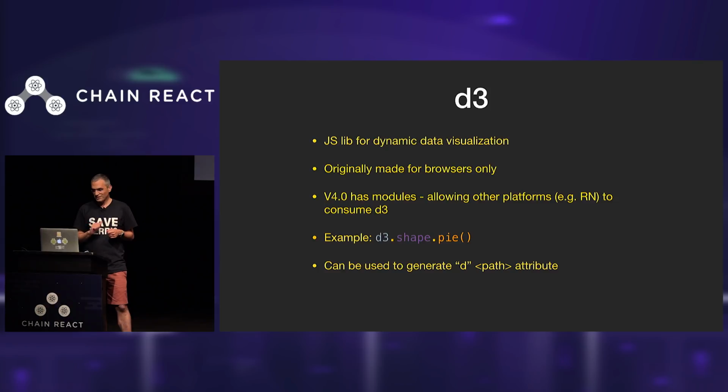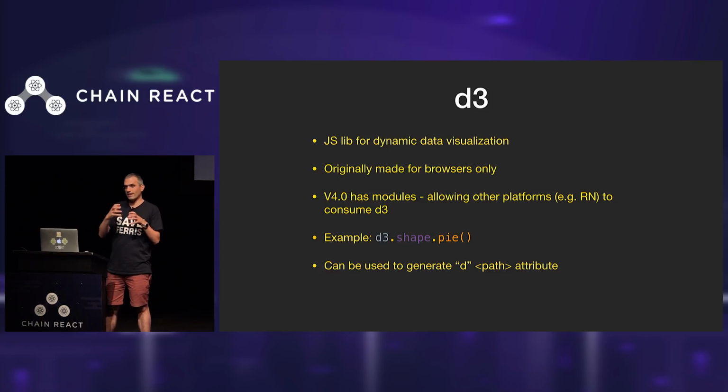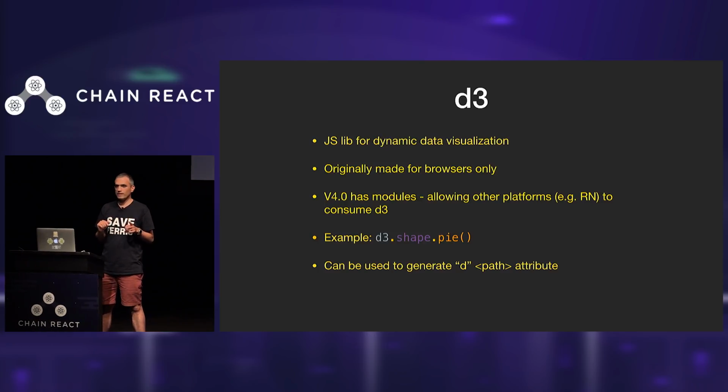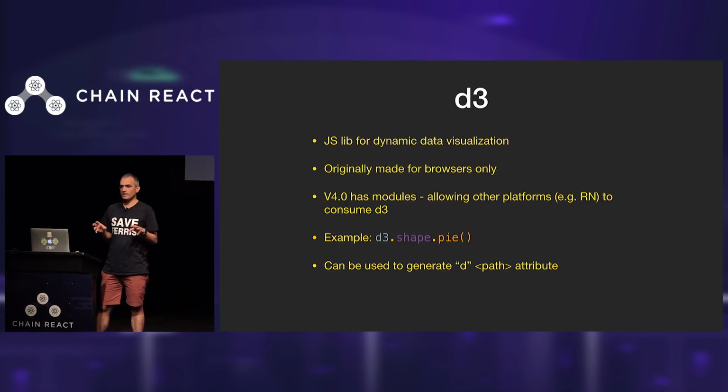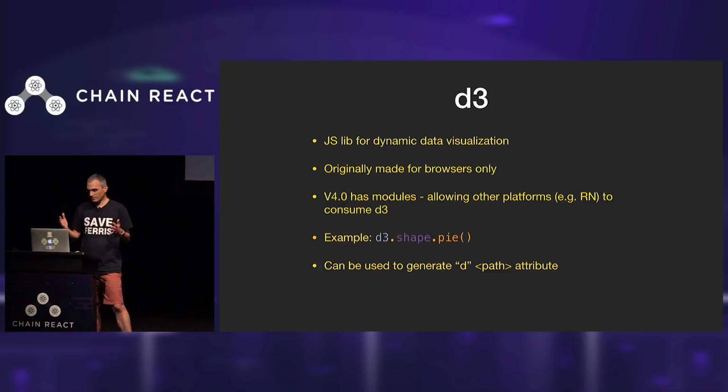So quickly, D3, a JavaScript library for dynamic data visualization. It's originally made for the browser, and it has browser APIs inside it, so you couldn't use it outside of the browser. But as of version 4.0, they made some module separations, and some of the modules just generate data. So other platforms outside of the browser, such as React Native, can now use D3 in order to generate those long d attributes and use them. So we're going to see some example.